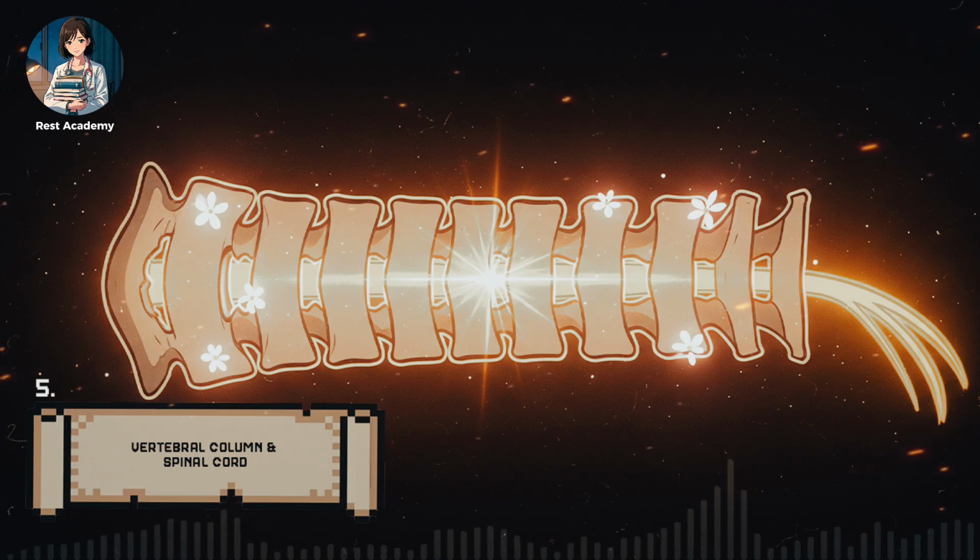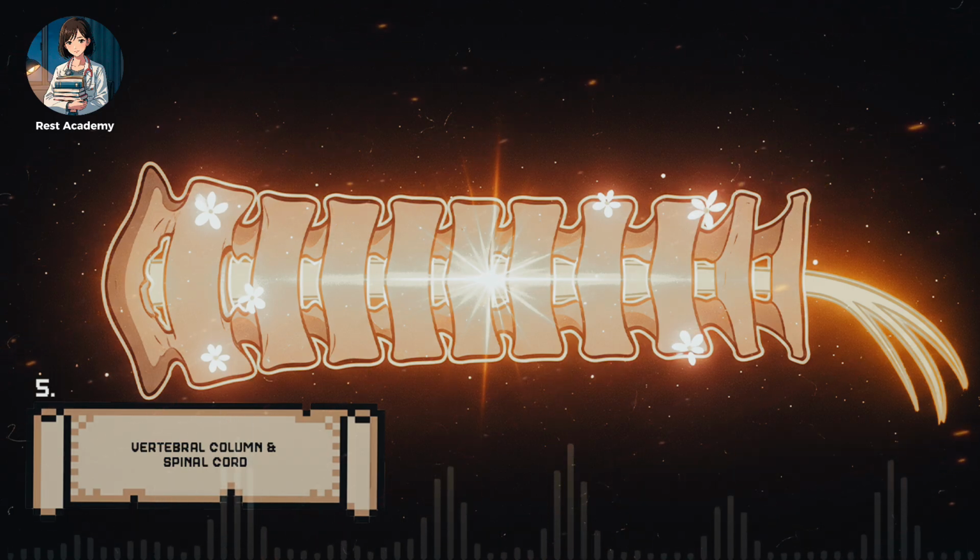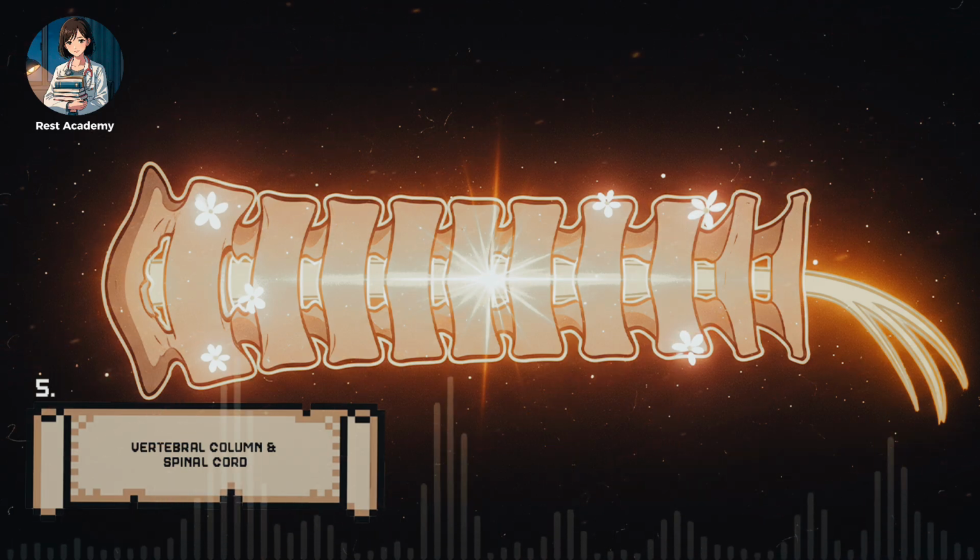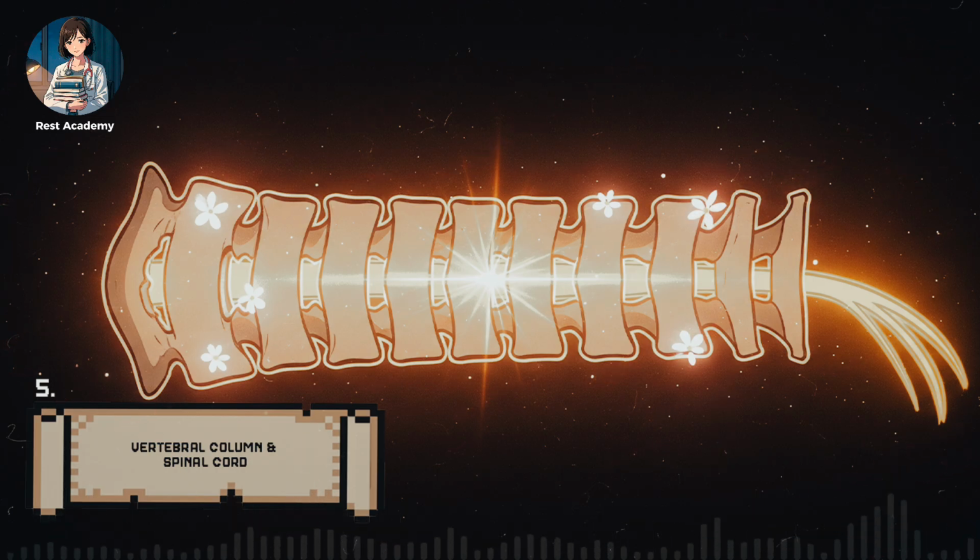Inferiorly, the cord tapers to the conus medullaris and continues as a thin pia strand, the filum terminale, anchored to the coccyx. Below the conus, lumbar and sacral roots travel together in the canal before exiting.